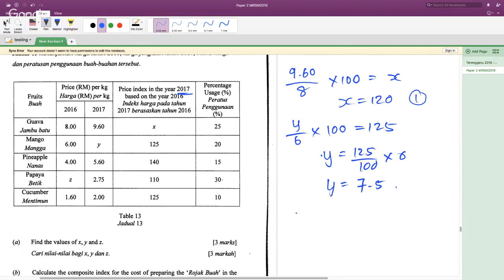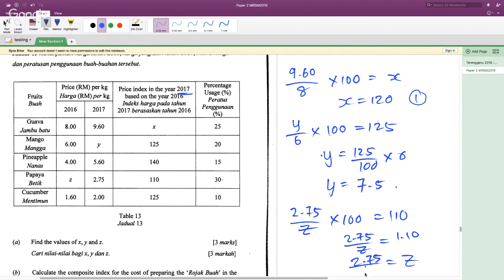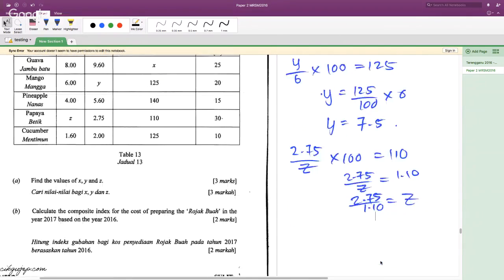All right, and then I will do the Z. So it will be 2.75 over Z multiply 100, equals to 110. Then, okay, this one you have to do some algebra thing. So never mind, I'm going to move the 100 to the other side. I will get 1.1. We'll divide 100. Okay, so I will move the Z to here. So it's 2.75 over 1.10. And then I will get my Z easily. 2.75 divided by 1.10. So my Z is actually equals to 2.5.